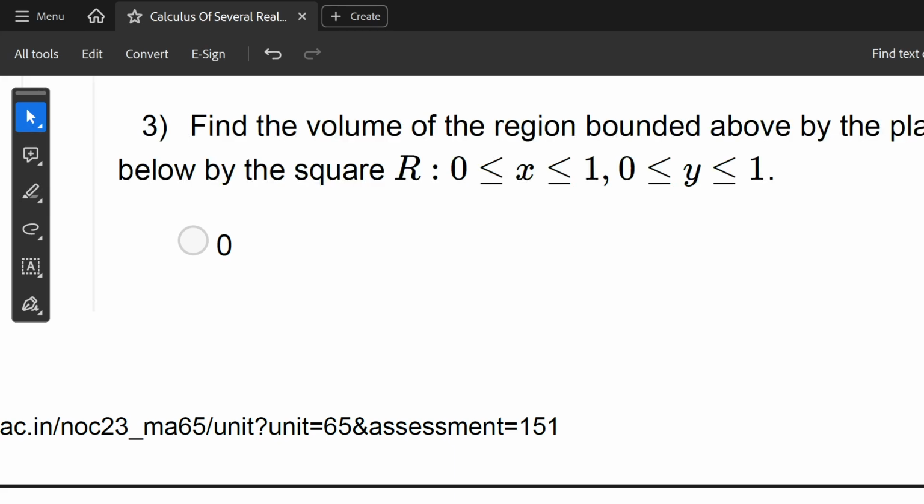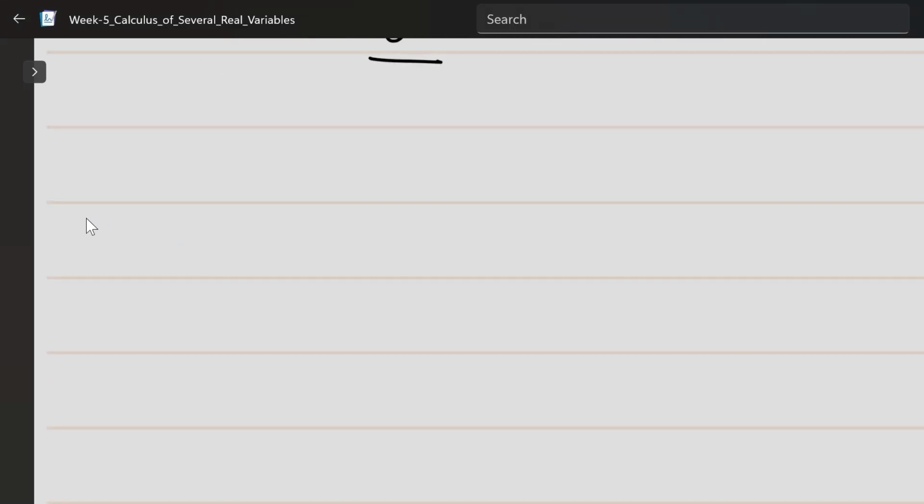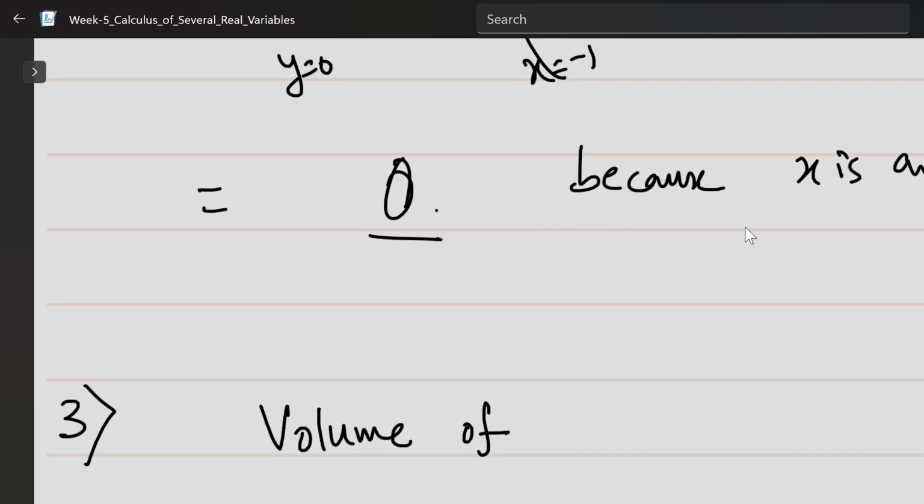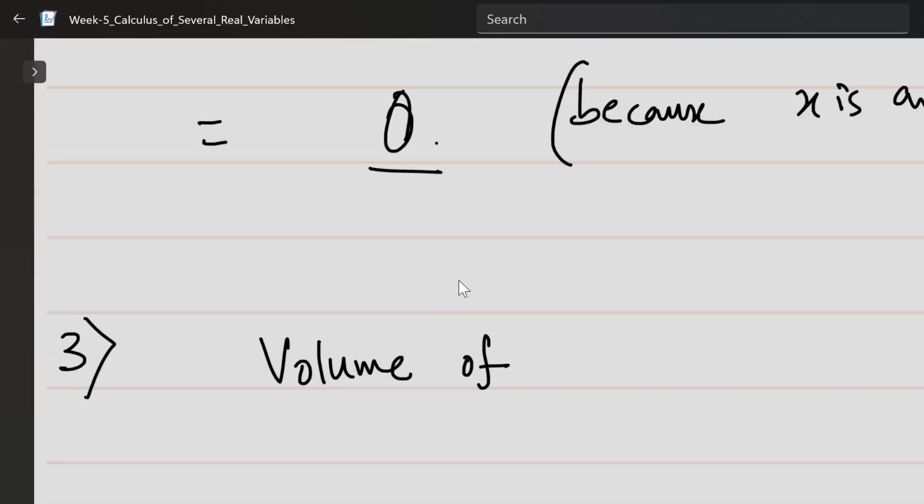So the volume of this region is bounded by some plane and below by the square. First of all, you should remember that every time it is not possible to draw a three-dimensional picture in a 2D plane. For this question I will draw it definitely. You have to find the volume. By the way, the last question's answer is 0 because x is an odd function, so the integral of x from -1 to 1 is 0.